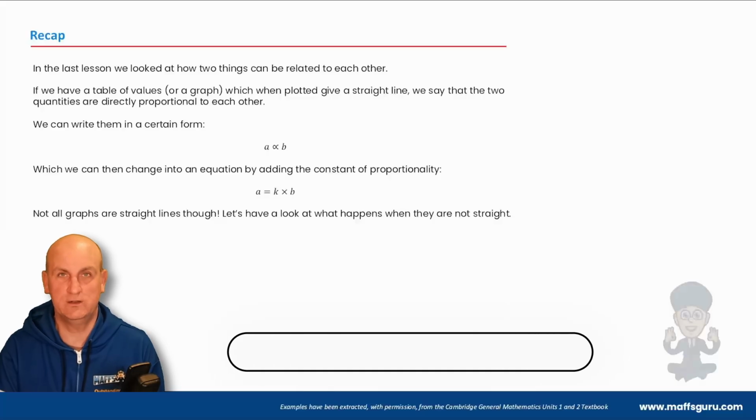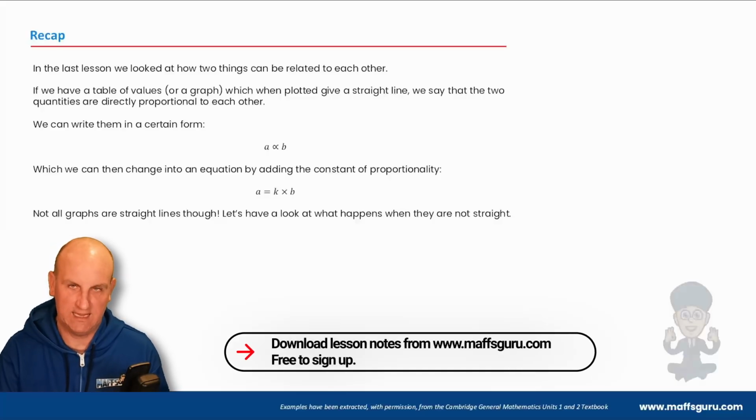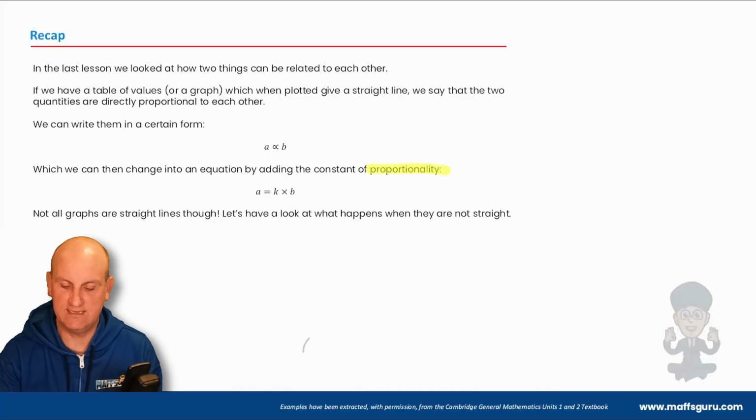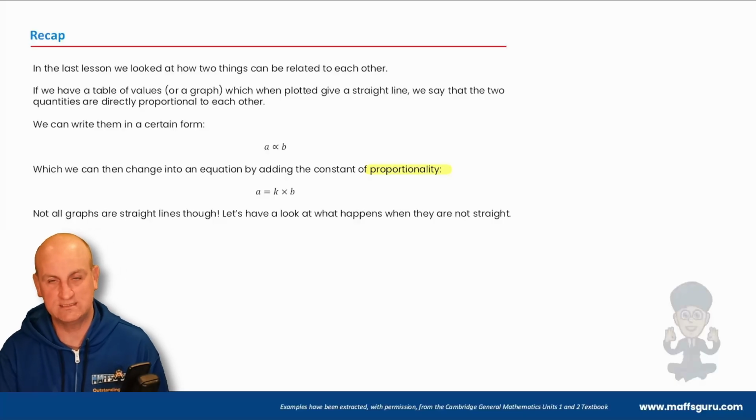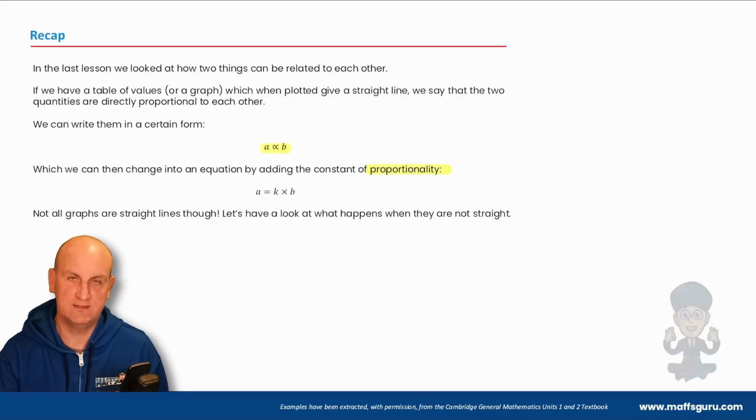In previous lessons, we looked at the idea that, generally speaking, there is a word called proportionality. That basically means that as one thing increases, something else increases, or one thing increases, something else decreases. When they are proportional, there is a direct link between the two of them. And we came up with the idea that we could change this proportional sign to an equal sign by realizing that there is a constant of proportionality, called k. So we can say that A is equal to some constant of proportionality times B.